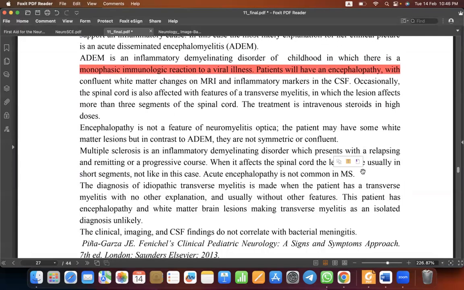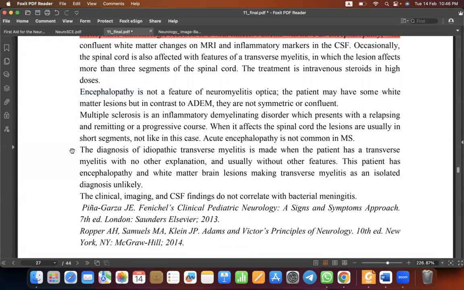There is a monophasic immunogenic reaction to a viral illness. The patient will have an encephalopathy, confluent white matter changes in the MRI, and there could be some inflammatory changes in the CSF. Occasionally, there is a feature of transverse myelitis. We should not say it's transverse myelitis as there is CNS involvement. And it is longitudinally extensive transverse myelitis. The important feature is that we should give steroid in this patient in high doses, particularly in the form of methylprednisolone. And encephalopathy is not a feature of NMO.